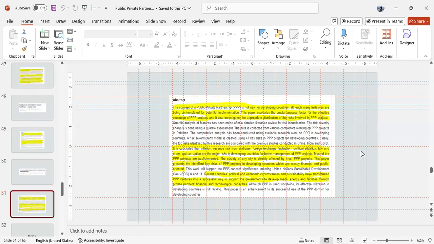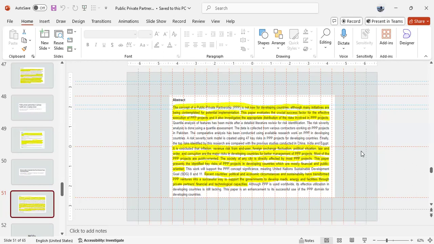It is concluded that inflation, revenue risk from end users, foreign exchange fluctuation, political situation, law and order, and corruption are the major risks in developing countries for better management of public-private partnership projects. Most of the public-private partnership projects are public-oriented. The society of any city is directly affected by most public-private partnership projects. This paper presents the identified key risks of public-private partnership projects in developing countries, which are mostly financial and public-oriented.